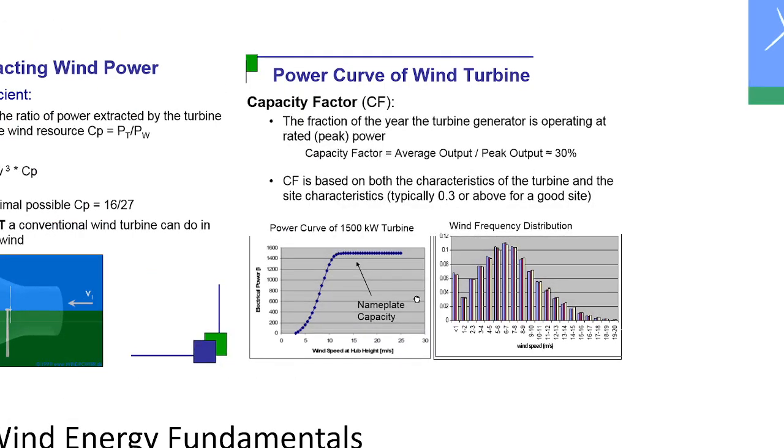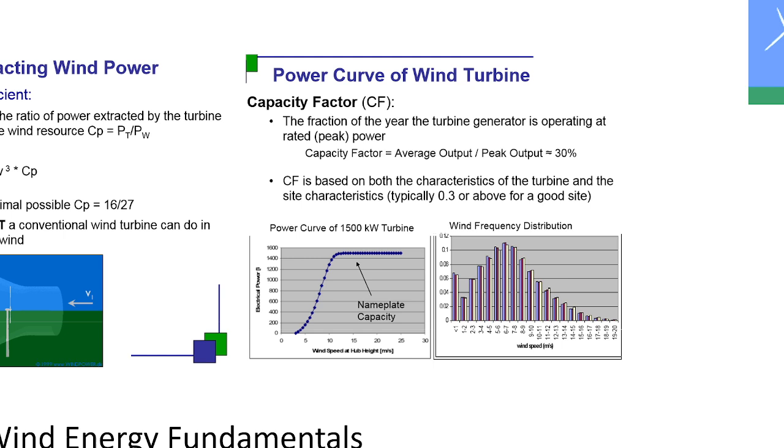So a wind turbine is designed in such a way that it cuts in at 3 meter per second. That means beyond this wind speed in this site, it will start producing power, but it will produce power only 200 kilowatt as against 1500 kilowatt. Is it clear? No, sir.